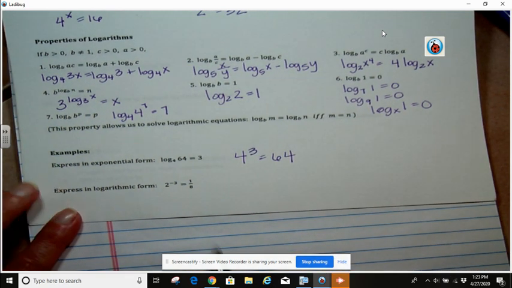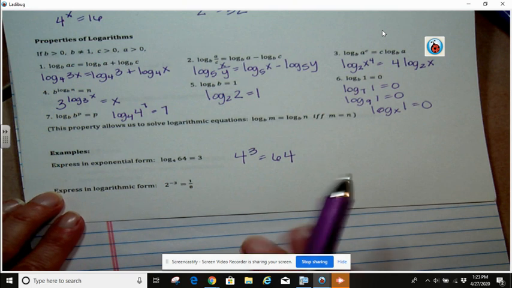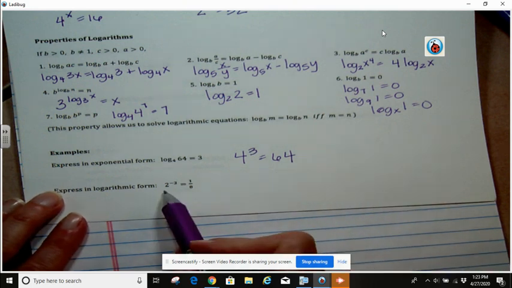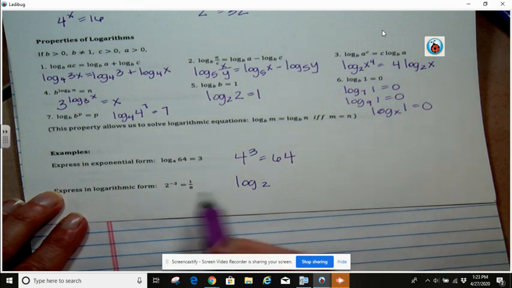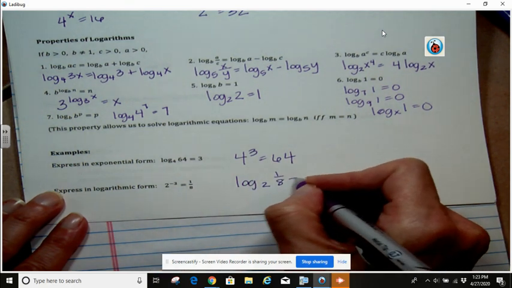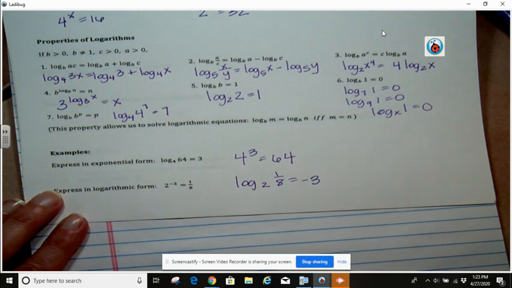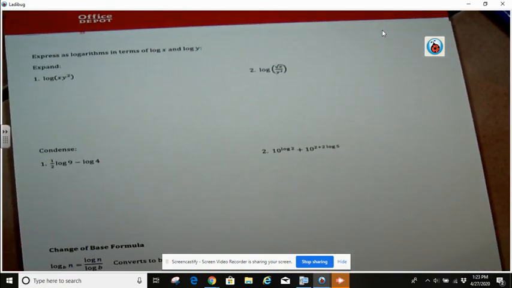Next example, express in log form. So using that same rule, the base of the exponent should be the base of the log, and the other two values swap places. So log base 2 of 1/8 equals -3. Okay, now we're going to use some of those properties to expand and then condense.